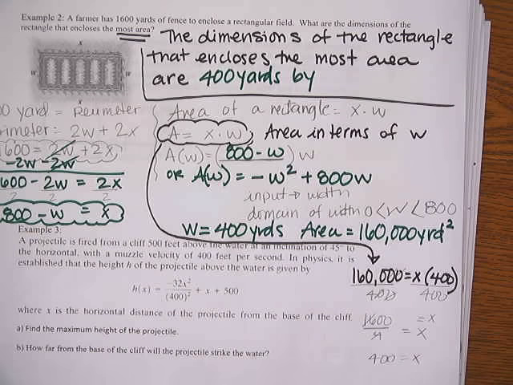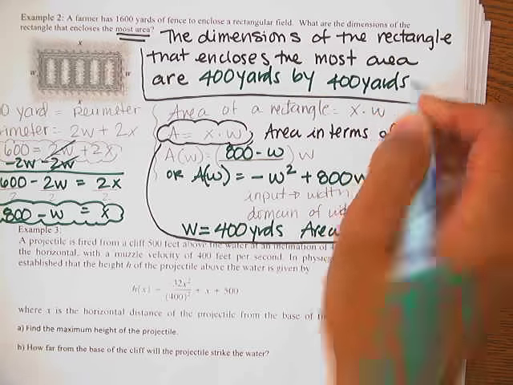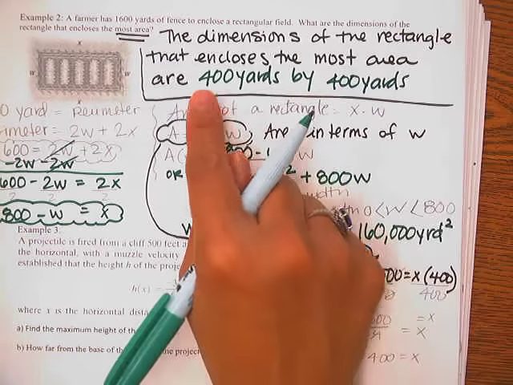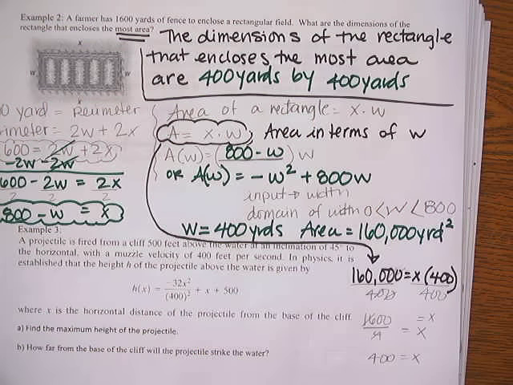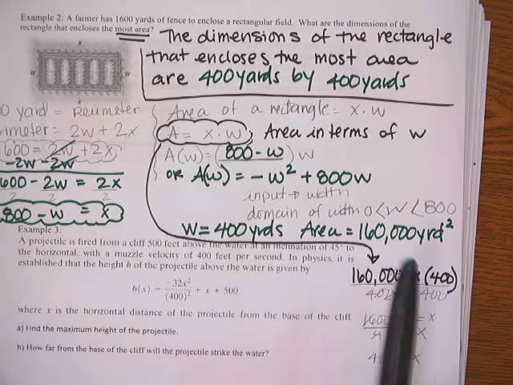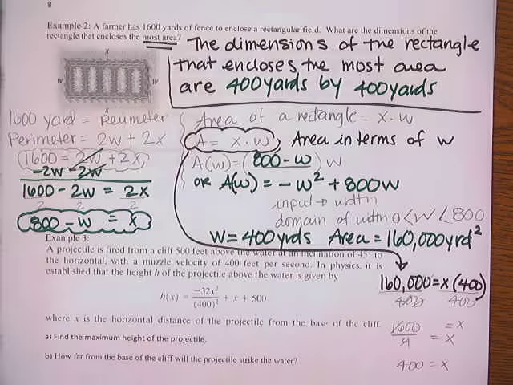So my answer, the dimensions of the rectangle that encloses the most area are 400 yards by 400 yards. And yes, you do need both answers. Okay, dimensions is usually telling me the length and the width, or the base and the height. Now, you can say, hey, isn't that a square? It is a square. Okay, but a square is also a rectangle based on the definition of a rectangle.